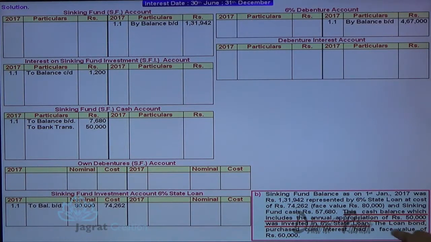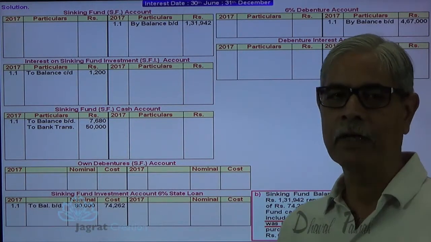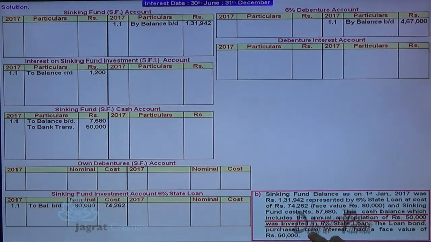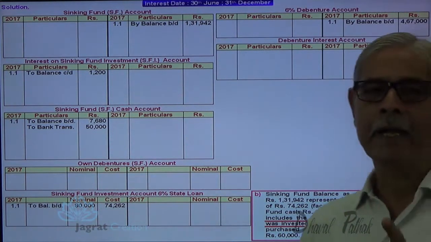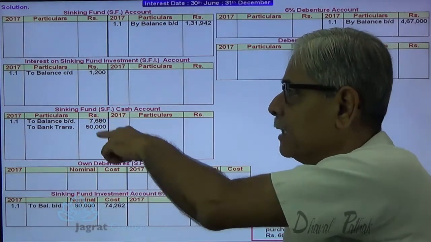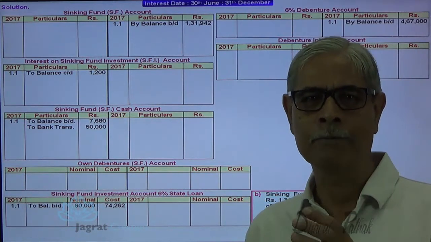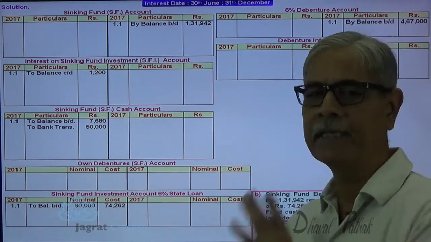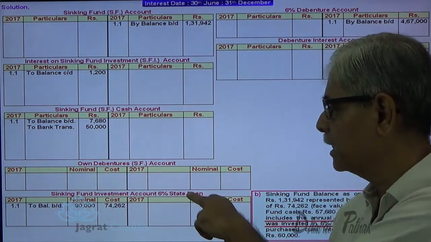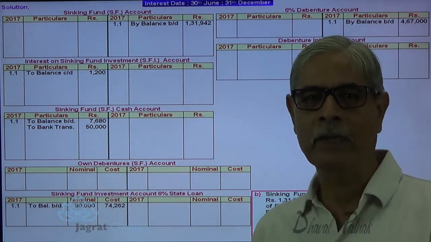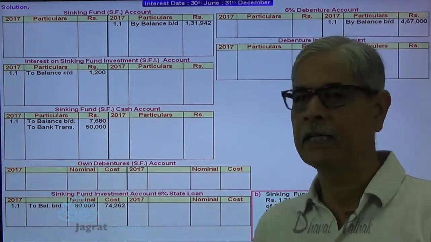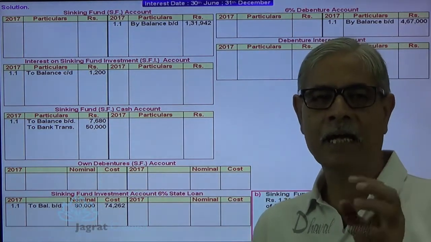Now, the loan bond purchased cum interest had a face value of 60,000. So 60,000 face value sinking fund investments are purchased. They are purchased cum interest. And at the cum interest, the payment made is 57,680. So whatever the cash balance available was there was invested in the sinking fund investment, the 6% state loan security. This cash balance is invested, and this total is a cum interest price.